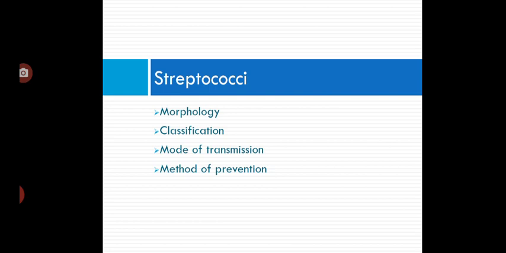facultative anaerobes, which are again classified based on hemolysis into alpha hemolytic streptococci, which includes Streptococcus pneumoniae and Streptococcus viridans. Next, beta hemolytic, which are Streptococcus pyogenes and Streptococcus agalactiae. Next, gamma hemolytic, which are Enterococcus.